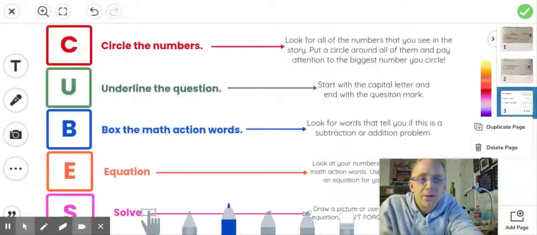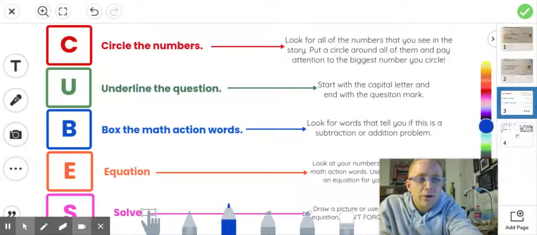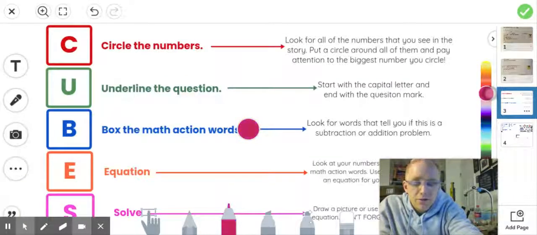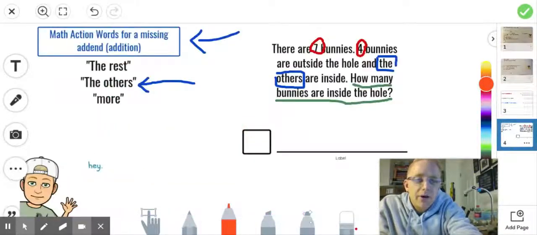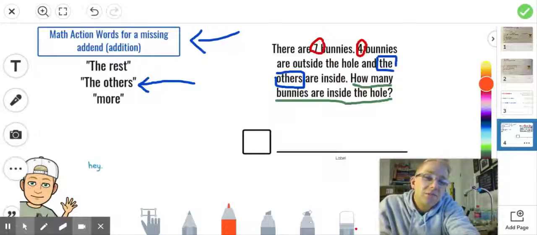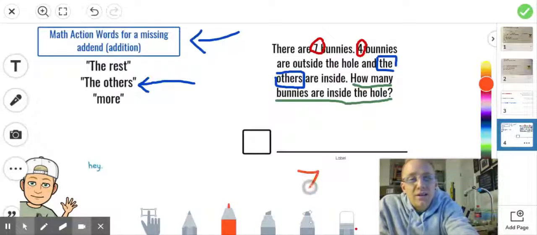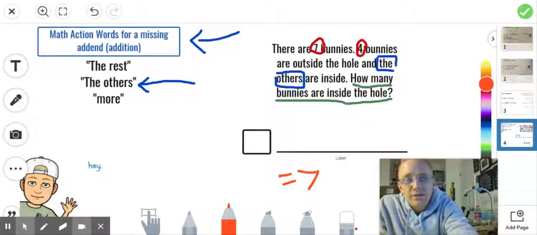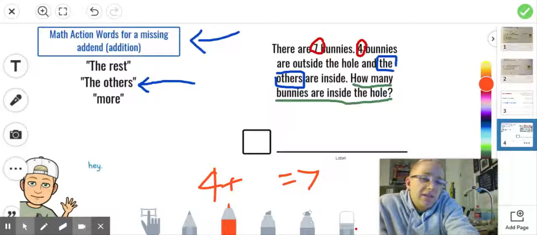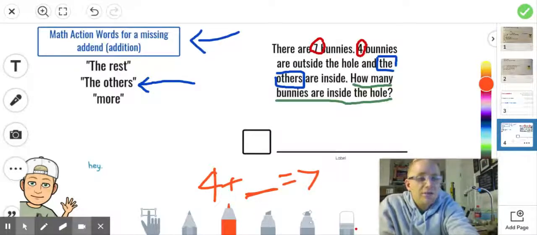Now let's come back here and look. Time for our equation. I'm going to switch to my orange pen so that we can write my equation. Looking at my big number, 7 was the biggest number, and I know it's a missing addend, so I'm adding. So I know that 7 is going to be my big number here. Everything needs to equal 7. They told me that I've got 4 bunnies, so I'm going to write that here at the beginning, plus something else. It's a missing addend, so I know that it's addition. I know that I'm missing a number, so it's 4 plus blank equals 7.